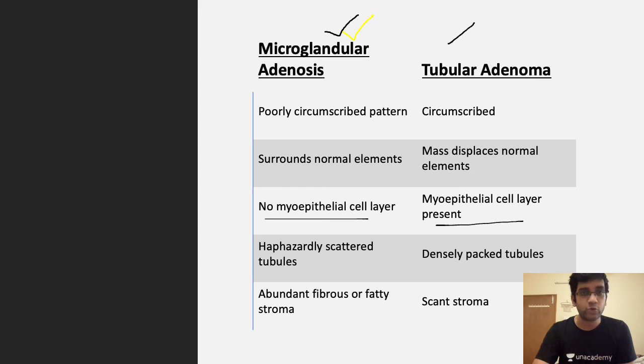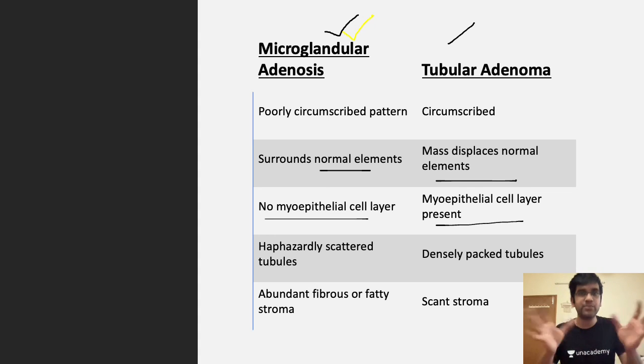Fine. You'll have normal elements surrounding a microglandular adenosis, like we saw. The first image had normal TDLU. Then I had these scattered adenosis as well. Here, the normal is a mass, it's an adenoma. It will displace all the things. So I'll have an adenoma like this.